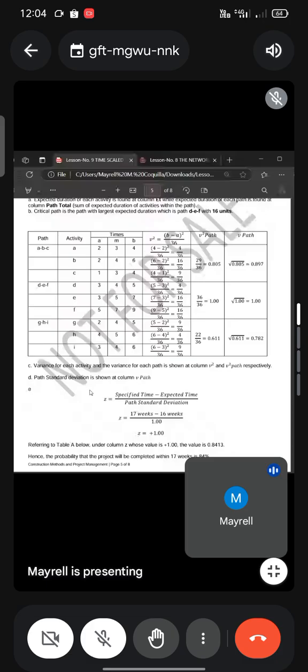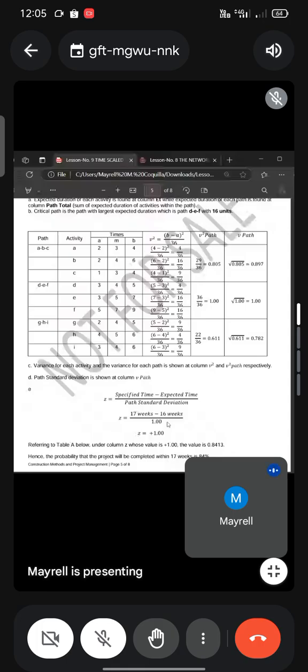So, solving for the probability nga mahuman ang project in 17 weeks. Solve for Z using the equation: specified time minus expected time over path standard deviation. So, Z equals, ang specified time na we try to look for is 17 weeks minus the expected time of the project, which is 16 weeks. But that's the expected duration of the critical path, so it's for the whole project, over the path standard deviation. Standard deviation is a critical path.